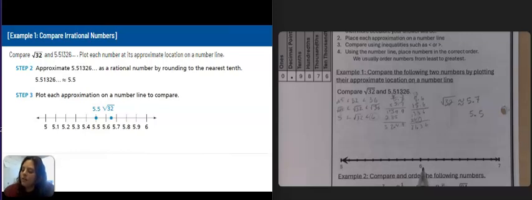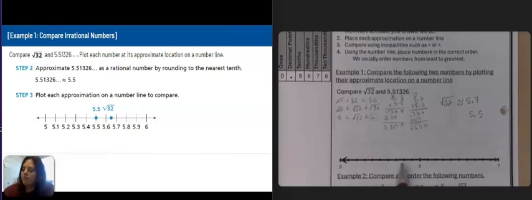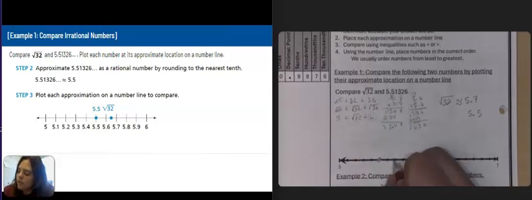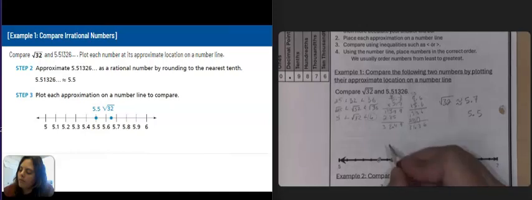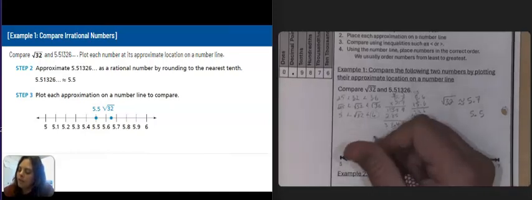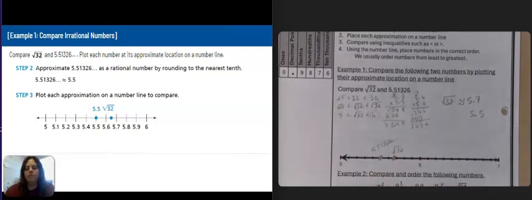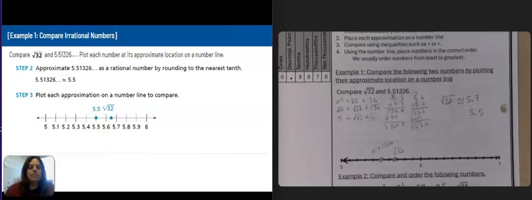These are going by tenths, so 5.1, 2, 3, 4, here's 5.5, 6, and just about 5.7, so here we have the square root of 32, and 5.51326. So we have approximated those and placed them on a number line. So now we could say our final answer is that 5.51326 is less than the square root of 32.